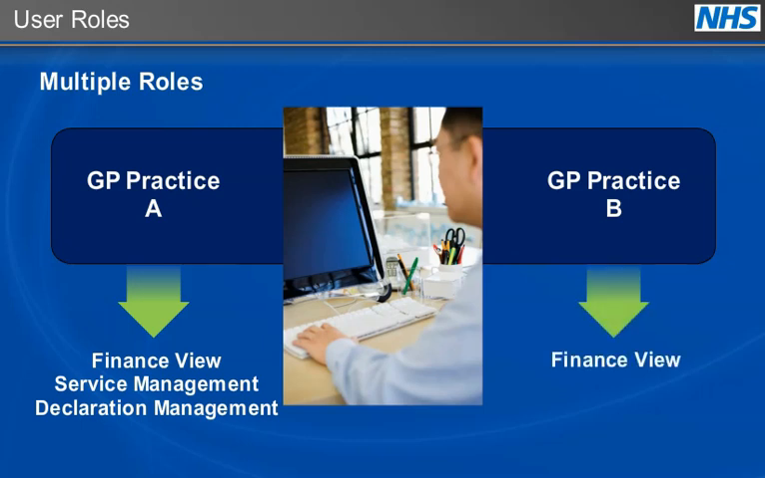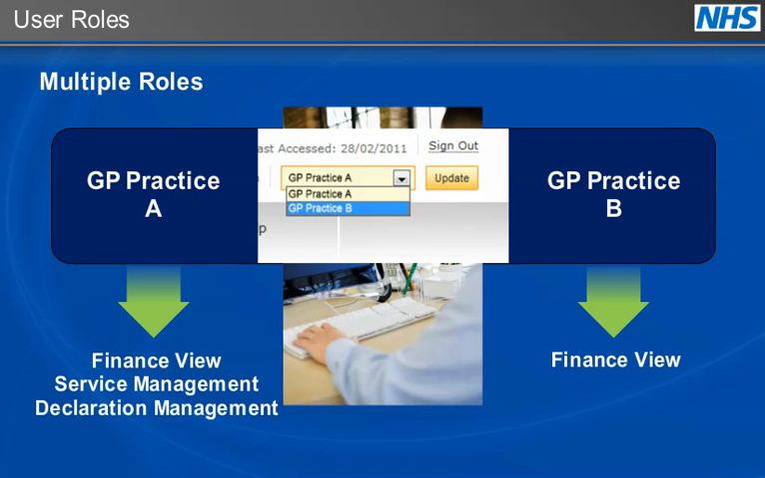At GP Practice B, Thomas has only the finance view role, meaning he is limited to only viewing reports. When he is in CQRS, Thomas must use the drop-down at the top of the CQRS screen to access the appropriate organization. This will update his access and only allow him the roles he has been assigned for that organization.